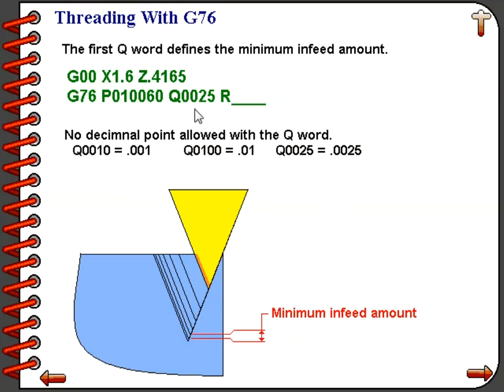Obviously, for softer materials such as aluminum, brass, and other non-ferrous materials, you can have a larger minimum infeed amount. But for some of your tougher alloys, such as Inconel and Hastelloy and some of the other stainless steels, as well as tool steels, you may need to actually have even a smaller amount for your Q value, which is specifying the minimum infeed amount.